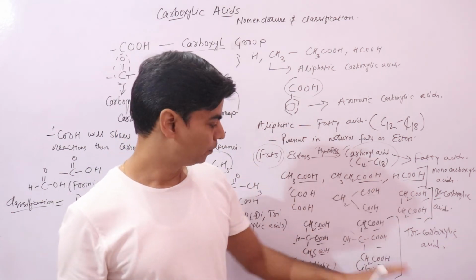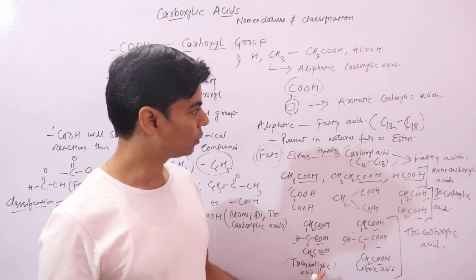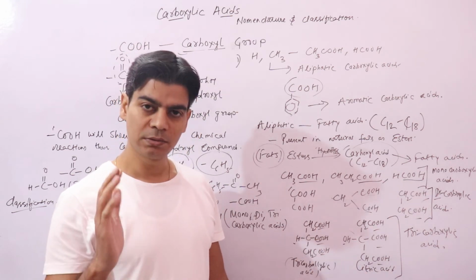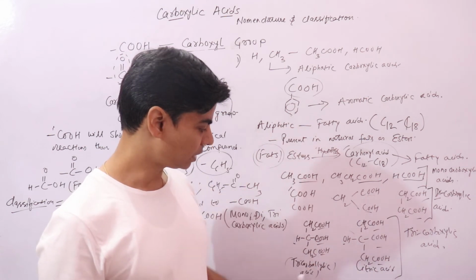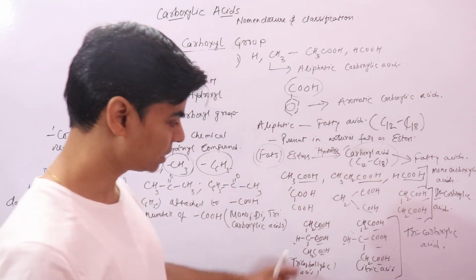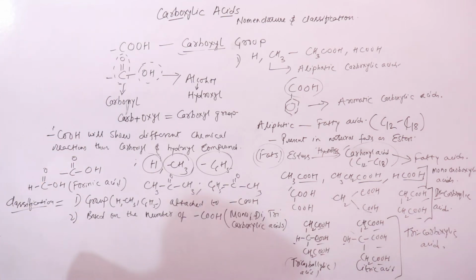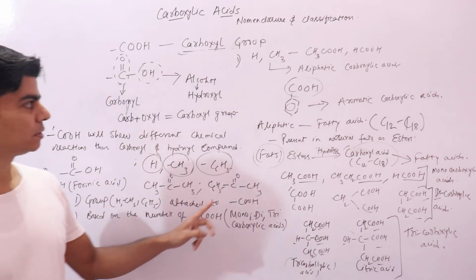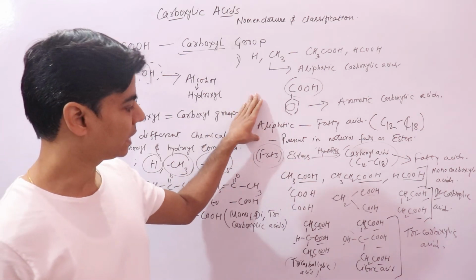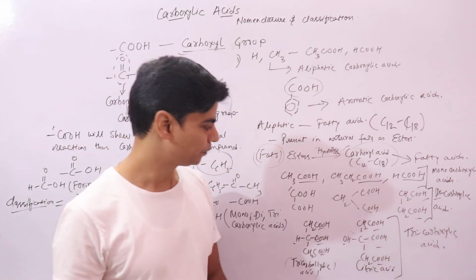Di means two, right? If it contains 3 carboxylic acids, it's a tricarboxylic acid, right? An example is citric acid. Just try to remember the names of the acids as well. And the first classification was based on the group attached to the carboxylic group, which classifies them as aliphatic acids and aromatic acids.